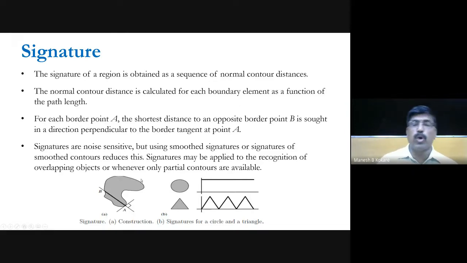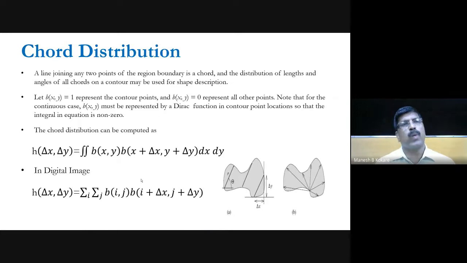Then there are two more features based on the contour, and one is chord distribution. You know that a chord is nothing but a line joining any two points of the region boundary. So this is the chord. This point and this point, if joined, is called a chord. This point and this point is also called a chord, and so on.